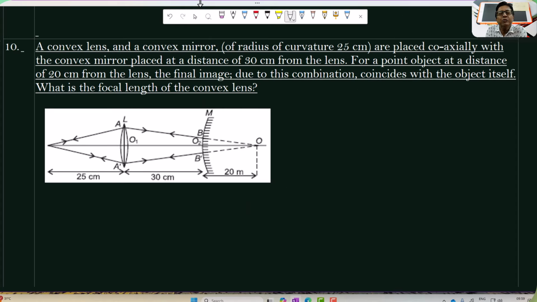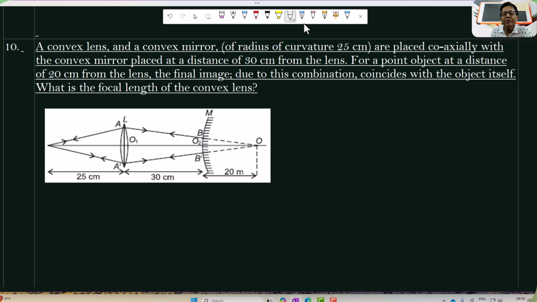This convex lens and convex mirror, both are convex, are placed coaxially with the convex mirror placed at a distance of 30 centimeter from the lens. For a point object at a distance of 20 centimeter from the lens, the final image due to this combination coincides with the object itself. What is the focal length of the lens? Only the focal length of the lens is not given, everything else is given. Okay? So the object and image coinciding means the path has to be retraced.